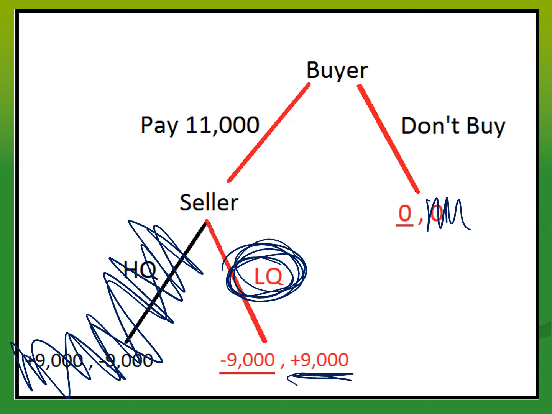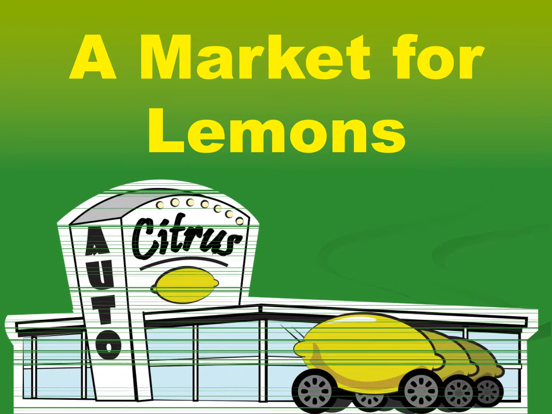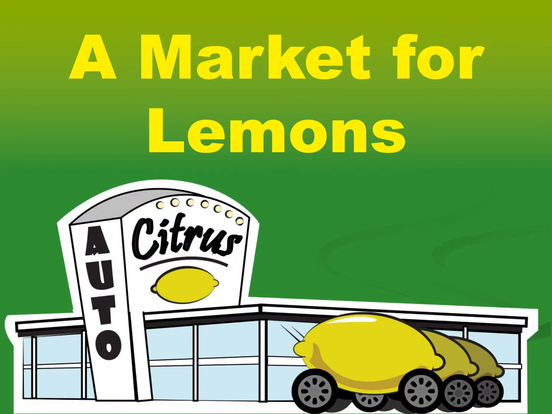And so what ends up happening is only those low quality cars end up being sold. And so we end up with a purchase price right around, hopefully, the low quality cost of around $2,000. And we end up with a few purchases, but only purchases of low quality cars at the value of those low quality cars. So what we end up with is a market for lemons.